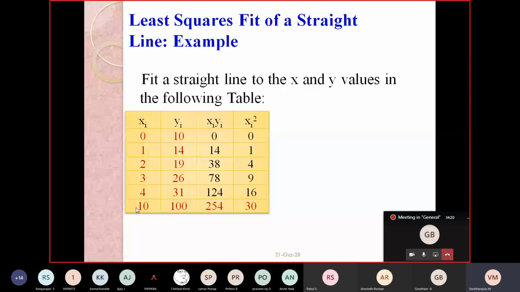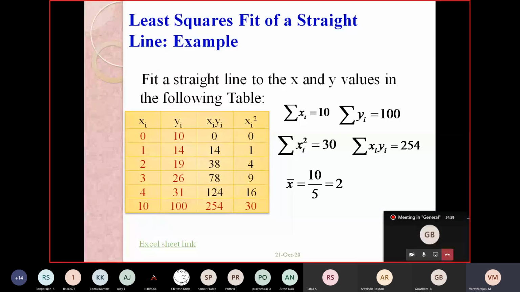This is the summation of those data, and xi and yi are given. What we have to do is calculate xi yi and x square. This is xi yi: 0, 14, 38, 17, 144 and x square: 0, 1, 4, 9 and 16. Summation of y is 24. Put all the values in the above equation. Therefore x bar is equal to 2, and x bar y bar is not mandatory for us.